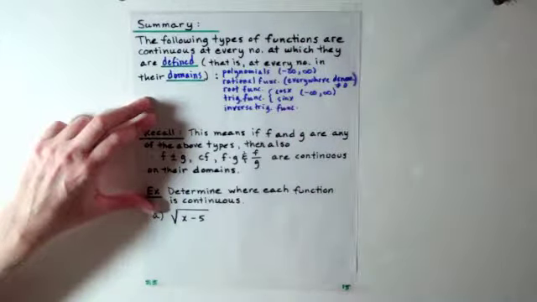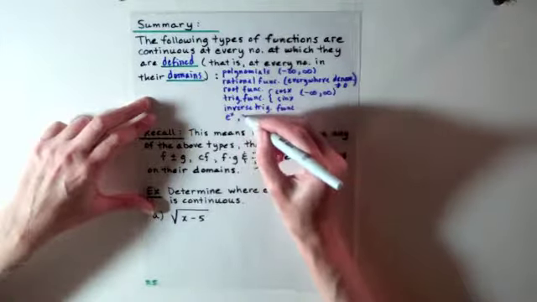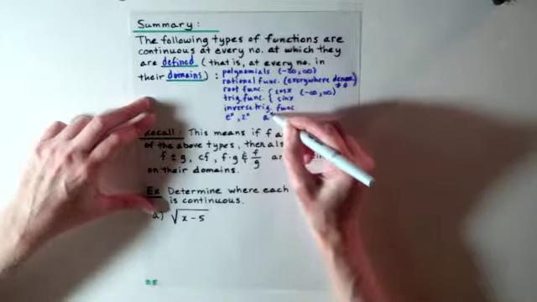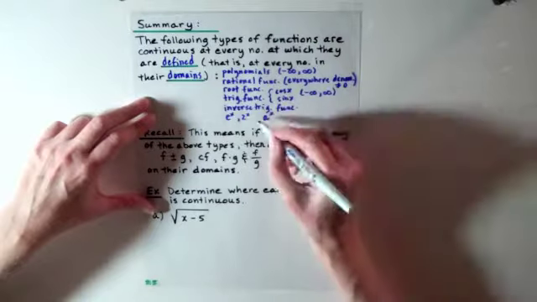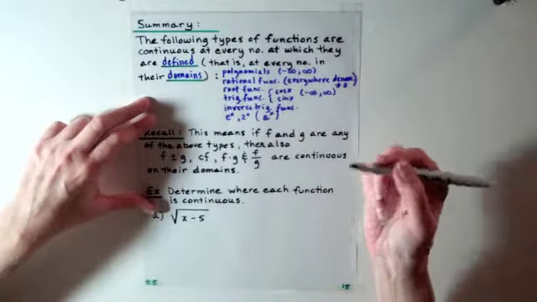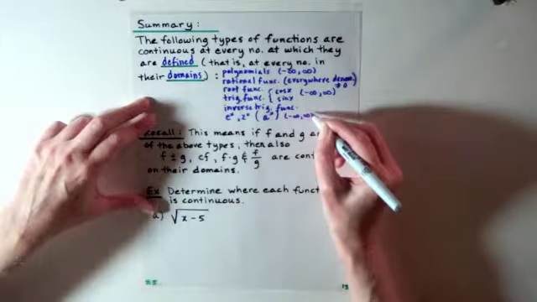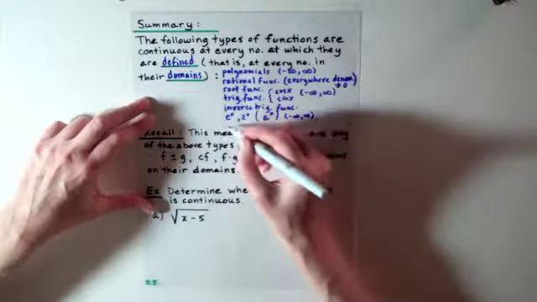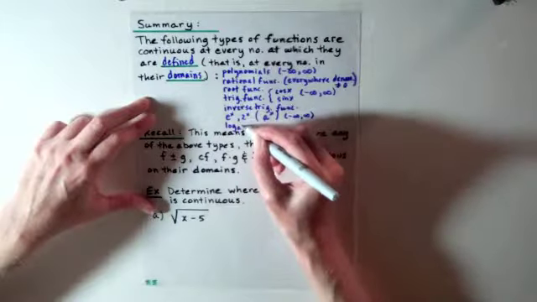And the last two types of functions we talked about are exponential functions, things like e to the x, 2 to the x, in general functions of the form a to the x, where a is some positive constant. And those are continuous everywhere on their domains, but again, their domains are from minus infinity to infinity, so they're actually everywhere continuous. And then we talked about their inverses, the log base a of x.